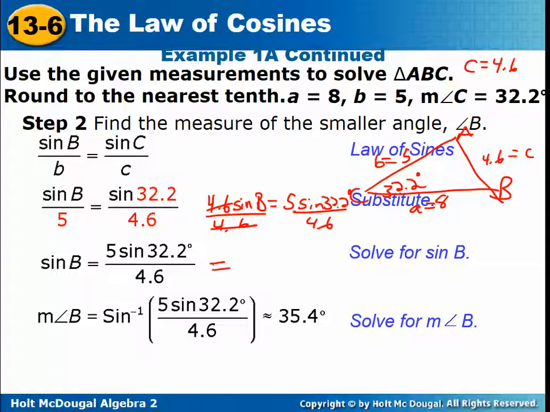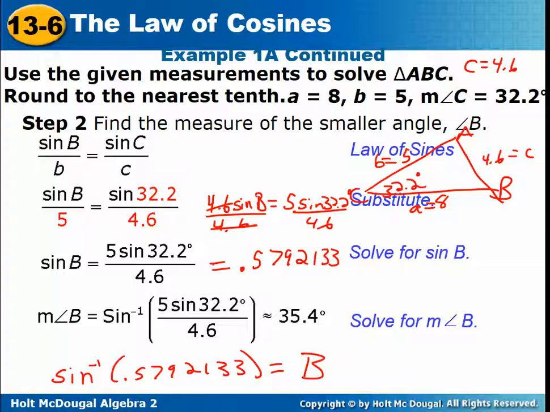I'm going to use my calculator and find 5 times the sine of 32.2. I got 2.66438, and then I'm going to divide that by 4.6. So I'm going to write this decimal answer here: 0.5792133, etc. There's a few more digits there. So if that's what sine of B equals, then the inverse sine of 0.5792133 will be equal to angle B.